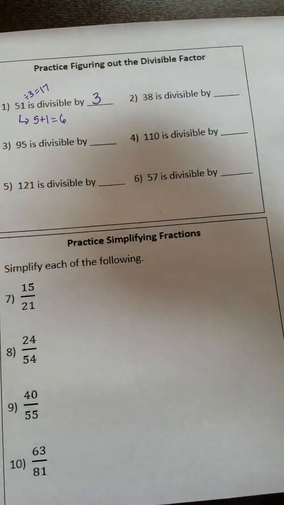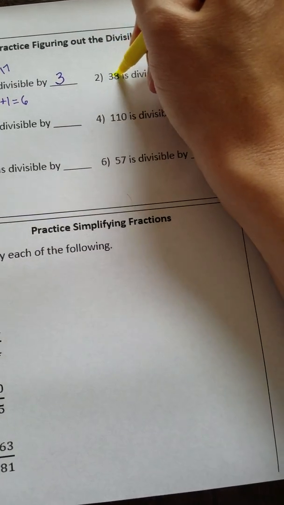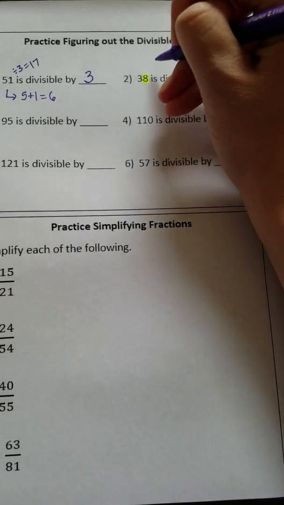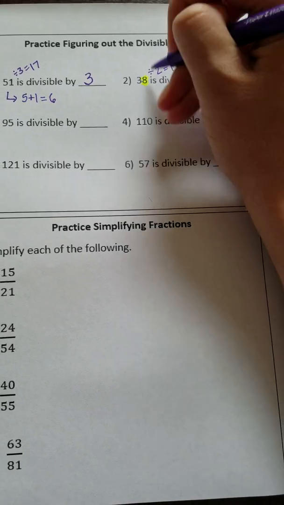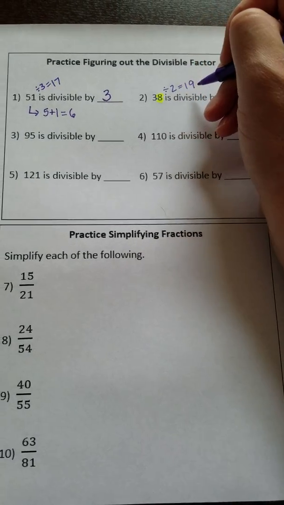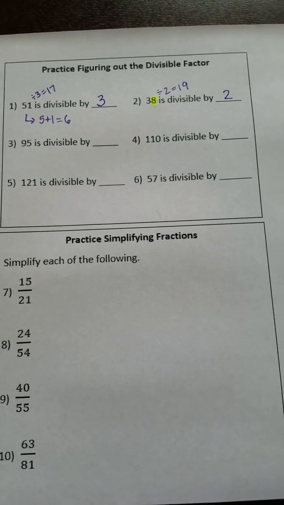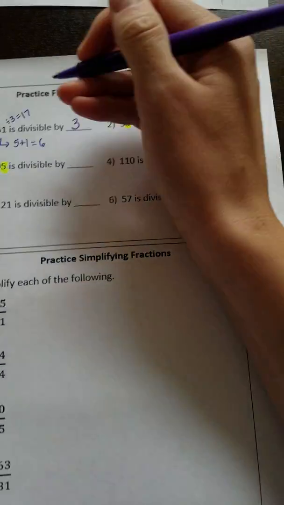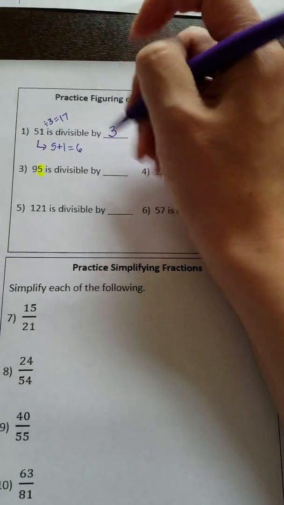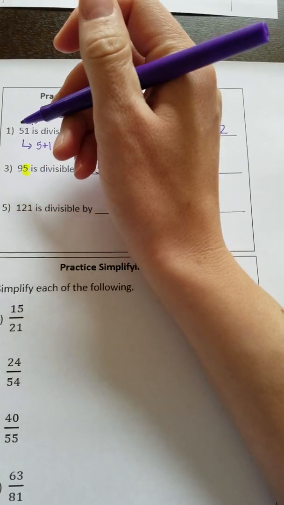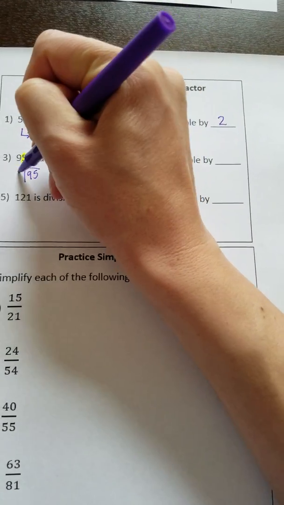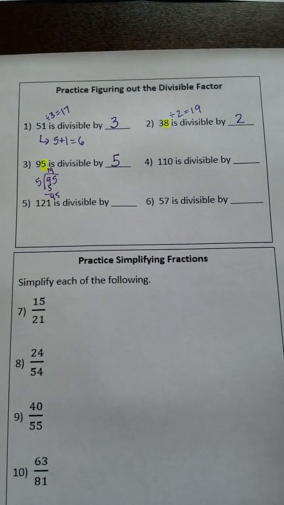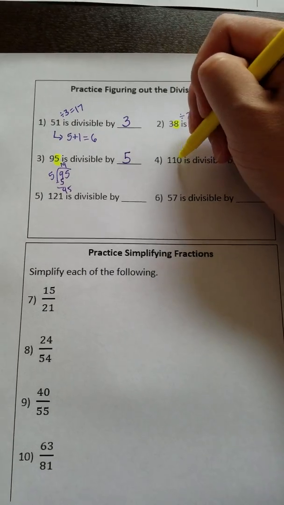Well, 38, hopefully you noticed it ended in an 8. That means it is even, meaning you can divide by 2. And when you divide by 2, you would get 19. Didn't have to do this part, but just wanted to show you that you'll get a whole number when you divide by the factor. So number 3, hopefully you notice it ends in a 5. And therefore, it is divisible by 5. And if you divide 95 by 5, you'll get 19. And then on number 4, it ends in a 0.